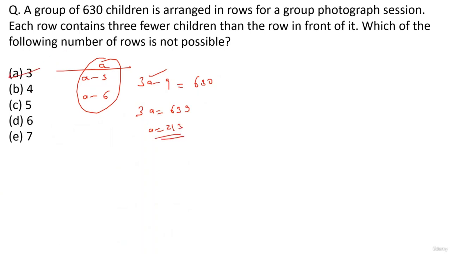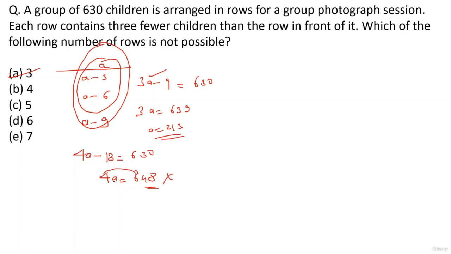All right. So let's look at the number of rows being 4. If there are 4 rows, below a minus 6 there will be a minus 9 people, right? 3 people less. Okay, sum of these 4 numbers is 4a minus 3 plus 6 plus 9, which will be how much? 9 plus 9, 18. This should be 630. So you have 4a is equal to 648. No need to divide as such. 48 is the last two digits. It will definitely be a multiple of 4. So a will be an integer. Okay, as simple as that.